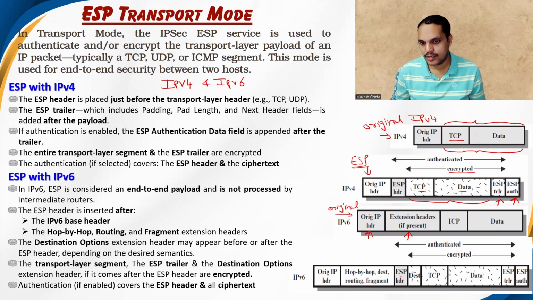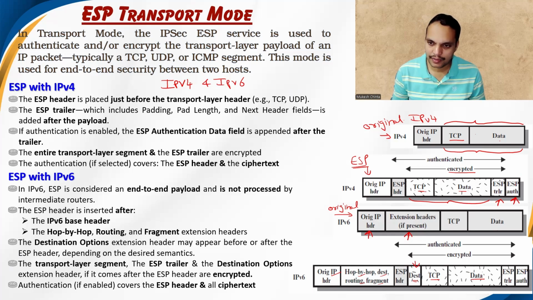The major difference is you can see that the original IP header and the hop-by-hop, routing, and fragment extension headers are placed before the ESP header. Whereas the destination options extension header may be present before or after the ESP header. That means only this extension, which might contain information about the destination, is added after the ESP header. So an ESP header is now encapsulating the destination options extension header of IPv6, the TCP header, your data, and then the ESP trailer.